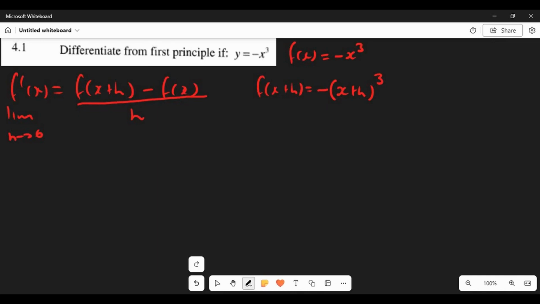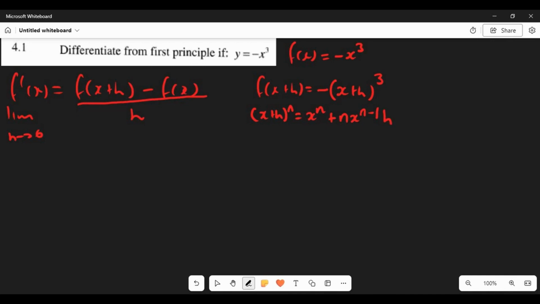Basically, the binomial theorem goes like this. You're going to have x plus h to the power of n. What you need to do here is expand. So it's going to be x to the power of n; this is going to be your first term. Your second term is going to be n, and then x to the power of n minus 1, multiplied by h.